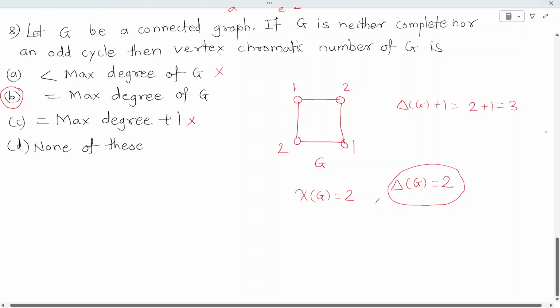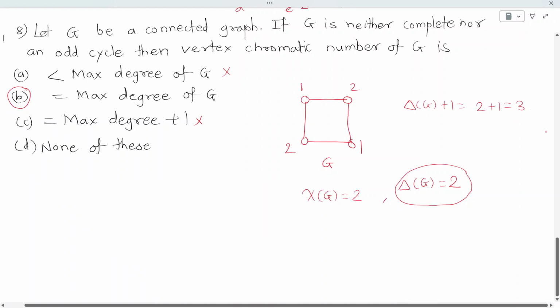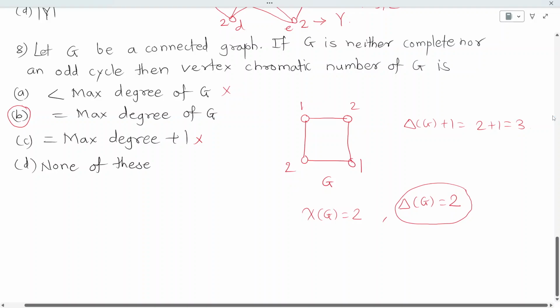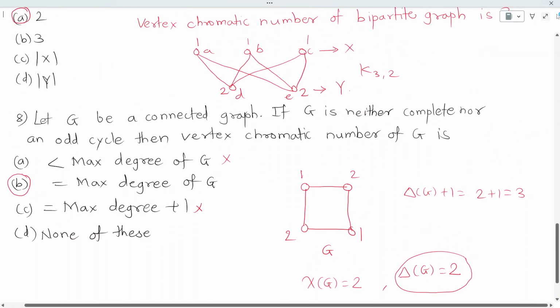So in this video we have discussed the first 8 objectives. In our next video we are going to discuss the remaining objectives from practical number 1.